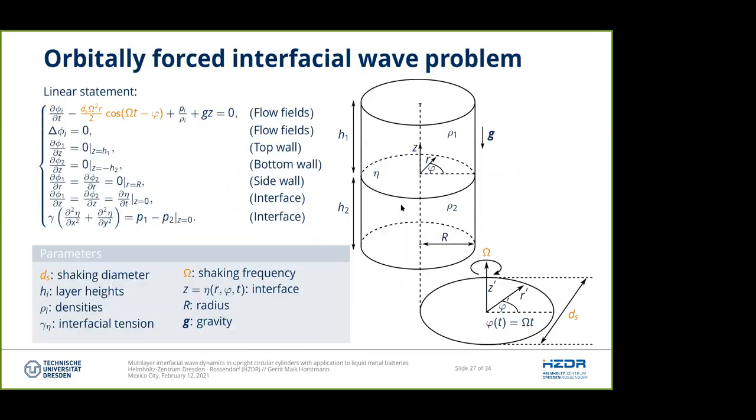I made a new theory, this time a sloshing forced wave theory, where my two-layer cylinder here is elongated along a perfect circular trajectory with some diameter ds and some angular frequency omega. And again, I formulated all boundary conditions. And here I now have this forcing term in the Bernoulli equations. This is the most important term, which makes the forcing.